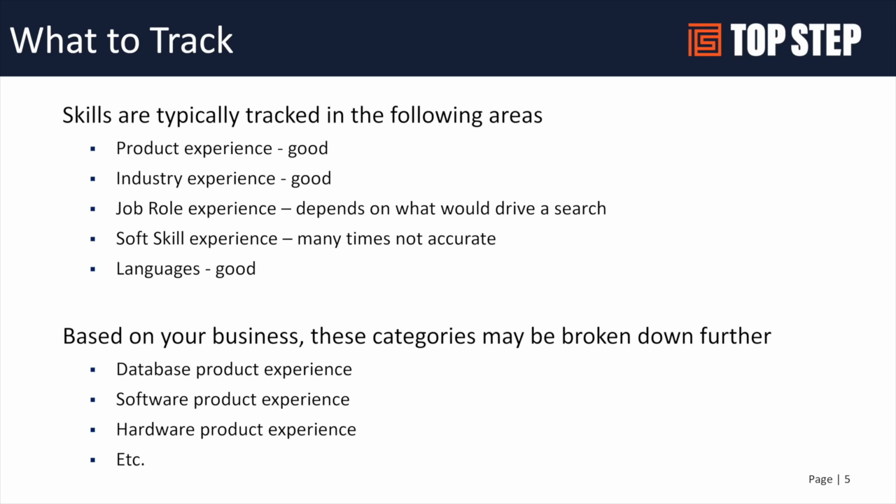Languages is another good one. If you are a global organization and you want to track which resources can speak which language and at what level, that could be a really good use case as you're looking for resources for international products. Database product experience, software product experience, hardware product experience are really good categories, and they can also be broken down further into more minute categorizations.